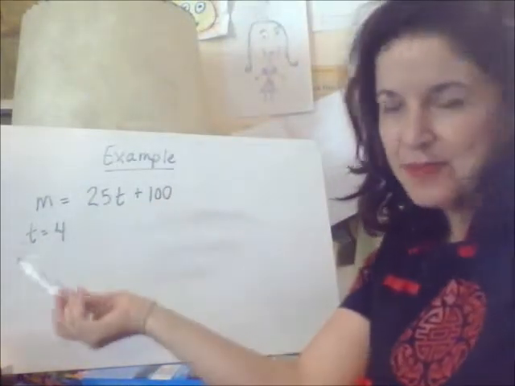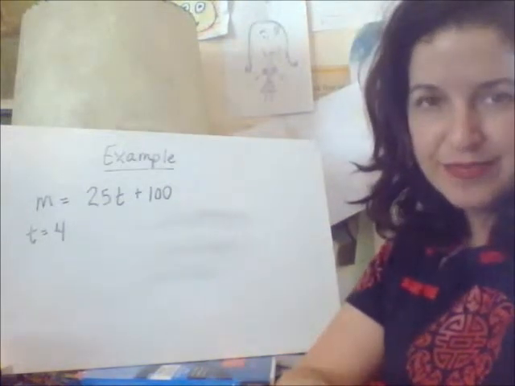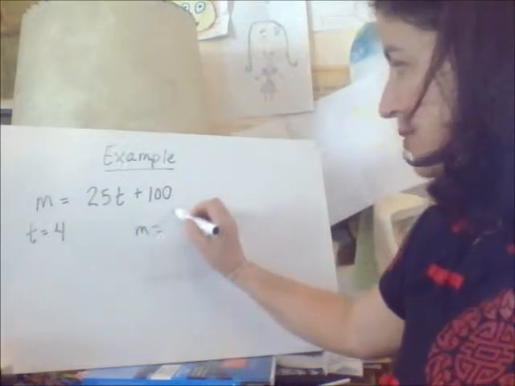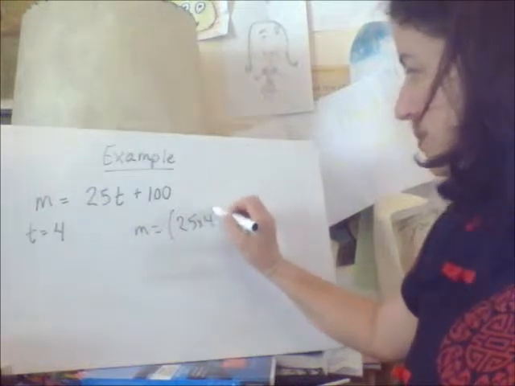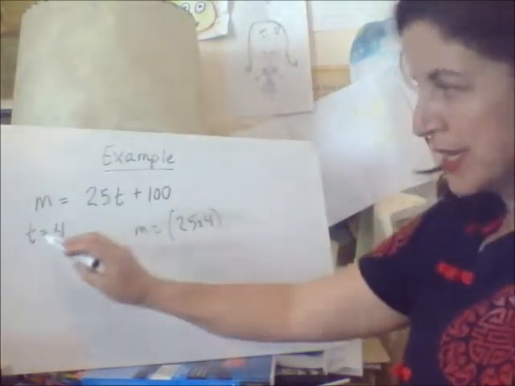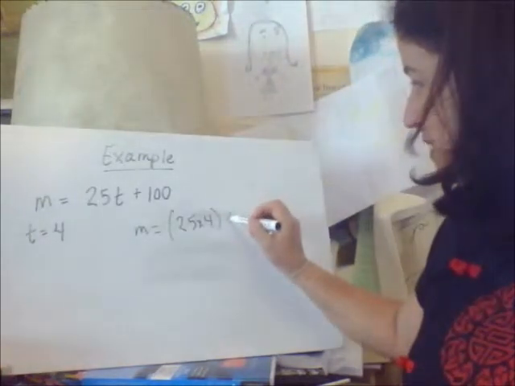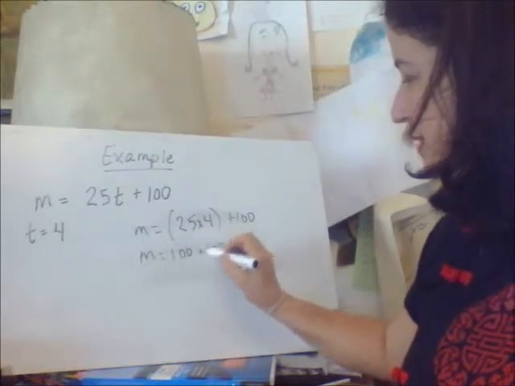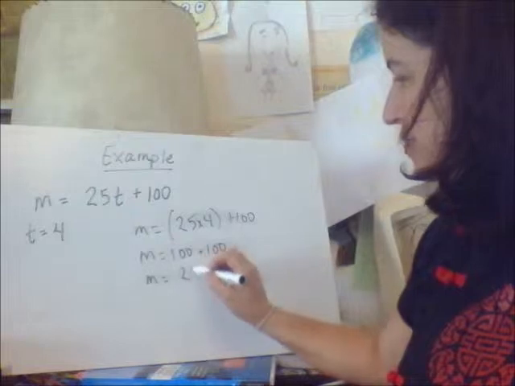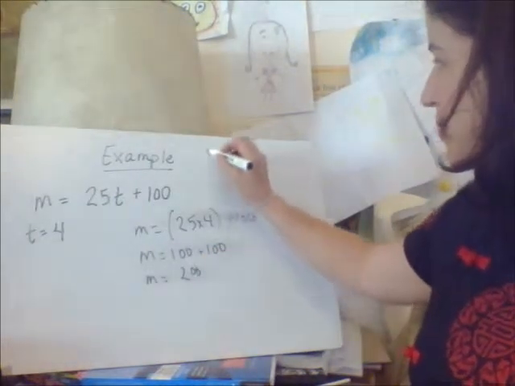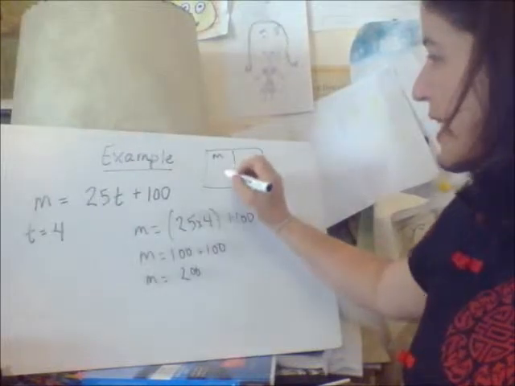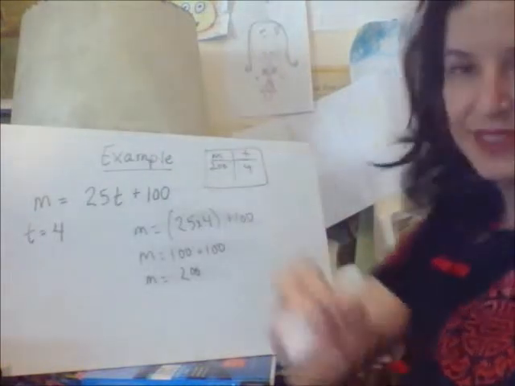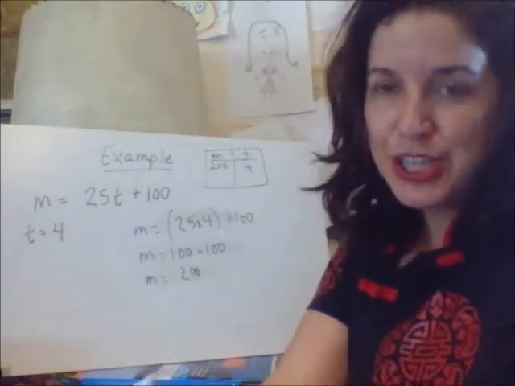Here's another example. M equals 25t plus 100. And then we find out, wait a minute, t is actually 4. So let's figure that out. M equals 25 times 4, because we realized that t is 4. We've just plugged that into that formula. Okay, plus 100. So m equals 100 plus 100. So in this instance, m equals 200. Now we could use that to make a table where we would say when m is 200, t is 4. Okay, and then obviously if we change the value of t, it would change the value of m.